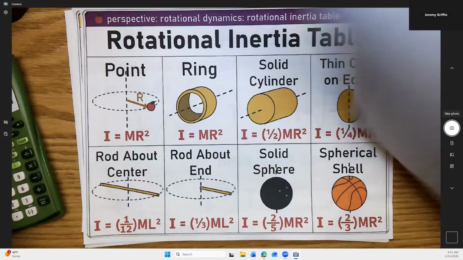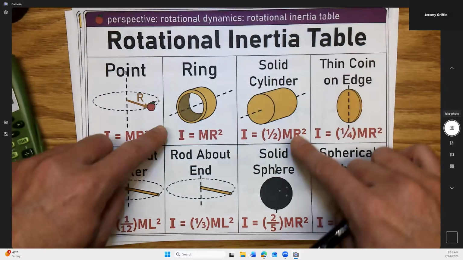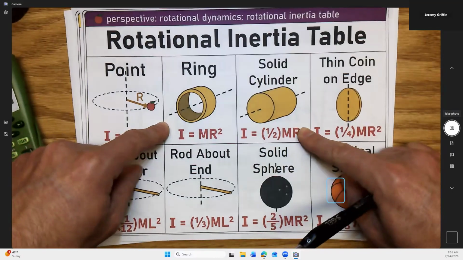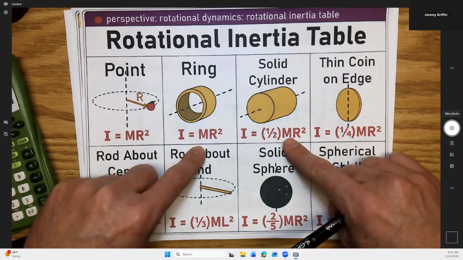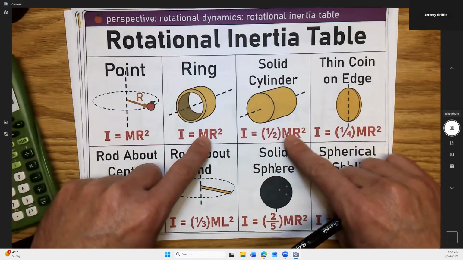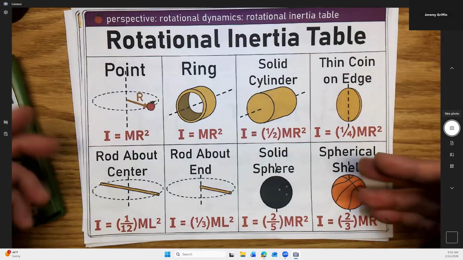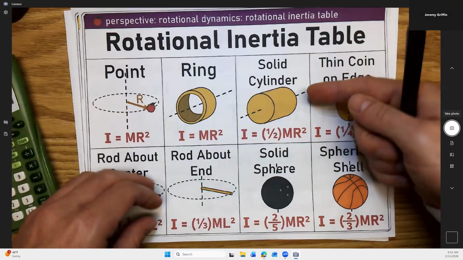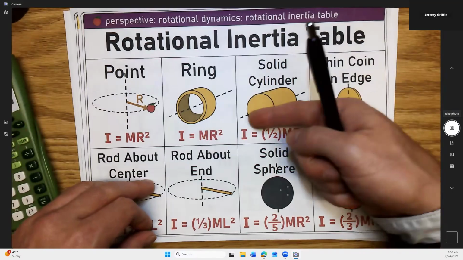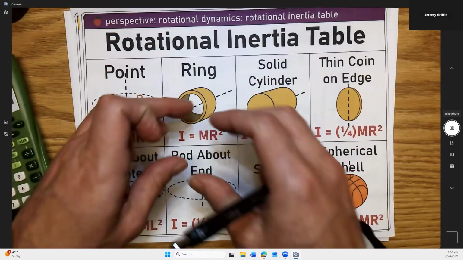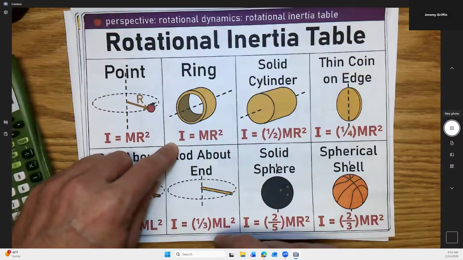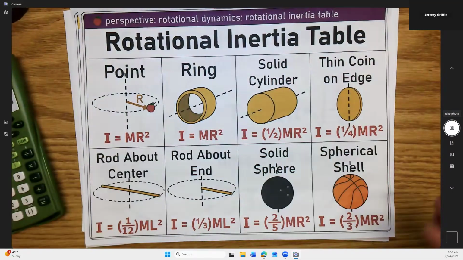Okay. And then if you start to make some comparison, I think all those objects had the same mass and a comparable radius. So really, how is the mass distributed? The more closely to the center of axis of rotation, the less rotational inertia. And the more spread out it is, the more rotational inertia. All else equal, same mass.